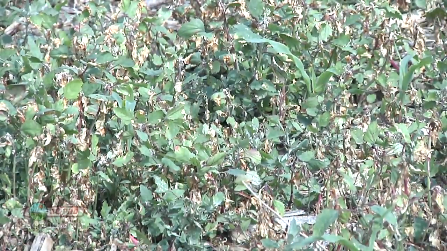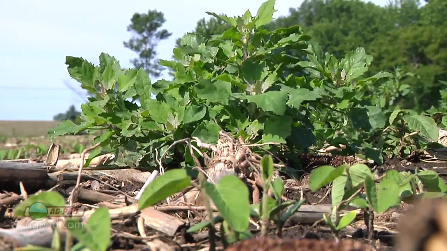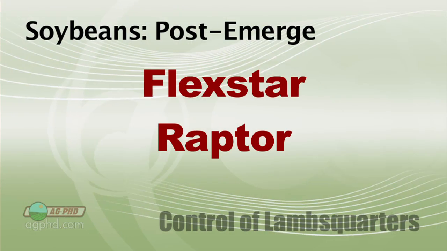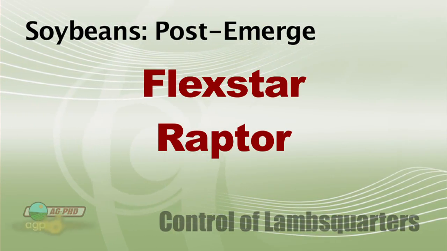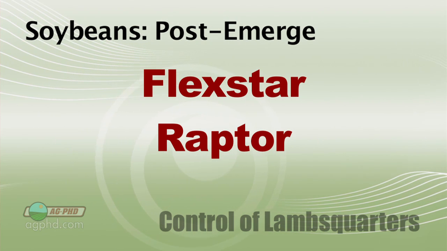I also want to mention two other things. In soybeans post-emerge, it's really tough to kill, so you have to do a good job pre. You could use some Flex Star post-emerge. Raptor has a little bit of activity too. You don't have a lot of great choices. In corn, we've got good choices.